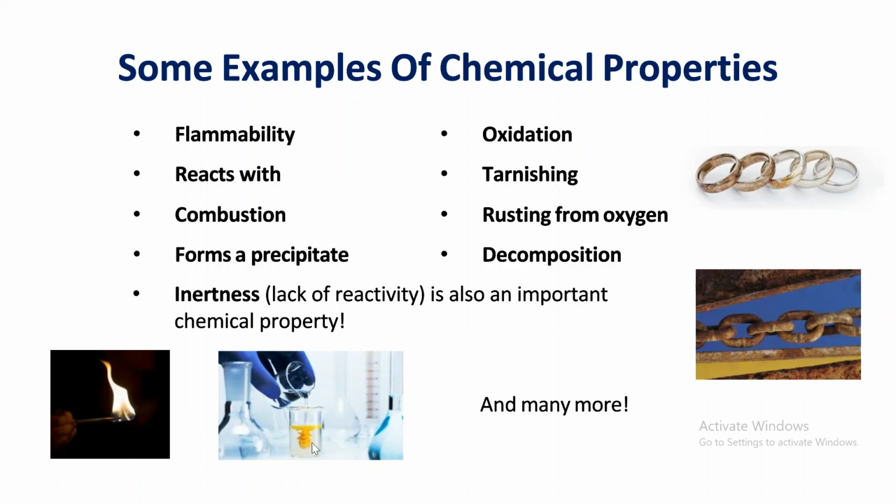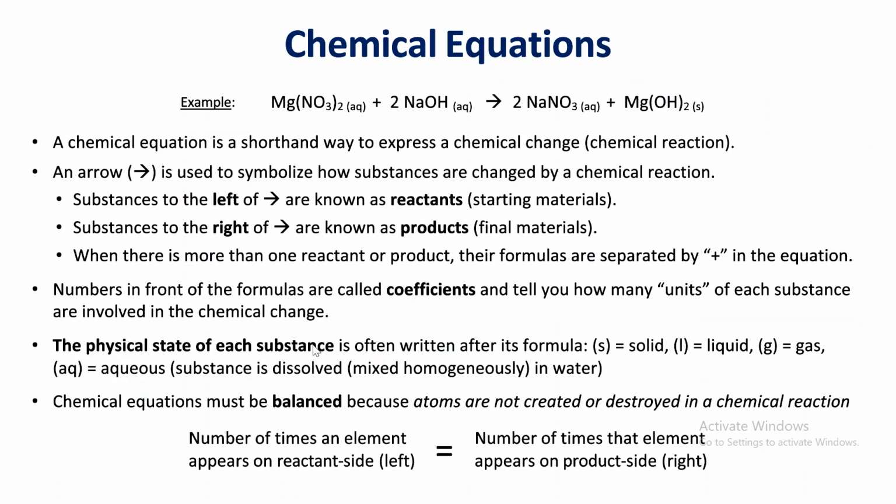The thing we need to know about chemical reactions is that they are irreversible, so you cannot go back. For example, once you burn something, you cannot unburn it. Inertness means that they do not react, and it is also an important chemical property. The elements on the periodic table that are inert are the noble gases because they do not interact or react with another element.